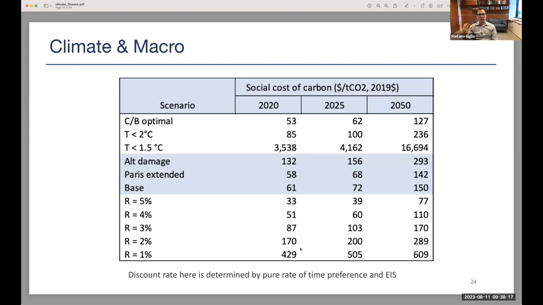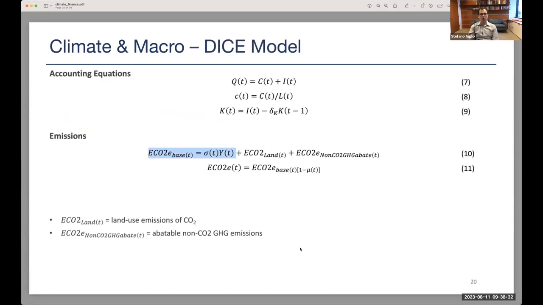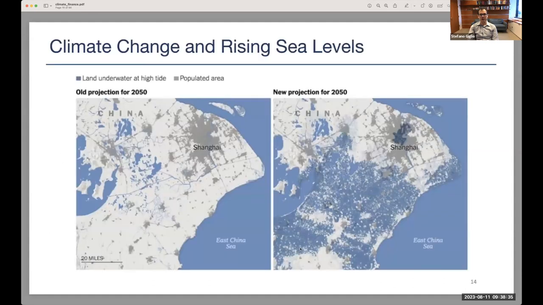So it seems like the economy has been moving to using a higher cost of carbon, which is compatible with basically lower discount rates. Okay. Can you comment on why it's so nonlinear? Especially going from 2 degrees to 1.5, it just looks like it blows up. Yeah, it is because basically the cost of going down those paths becomes very, very sharp.